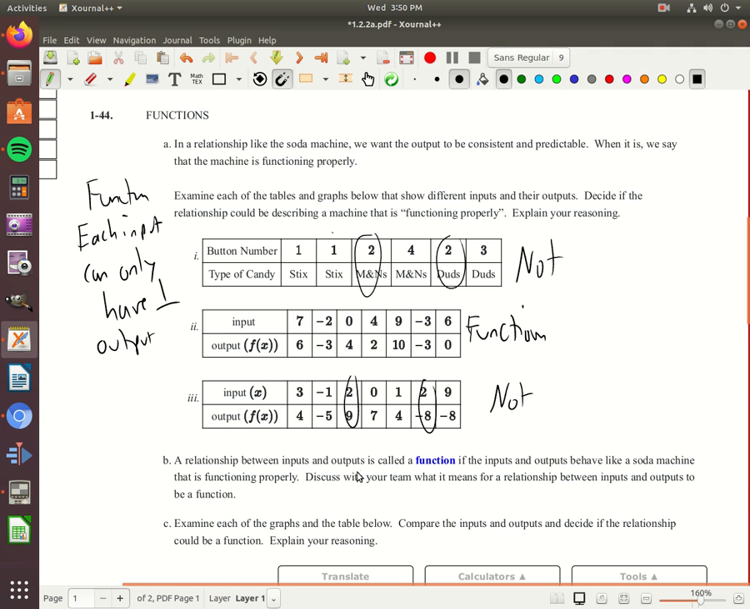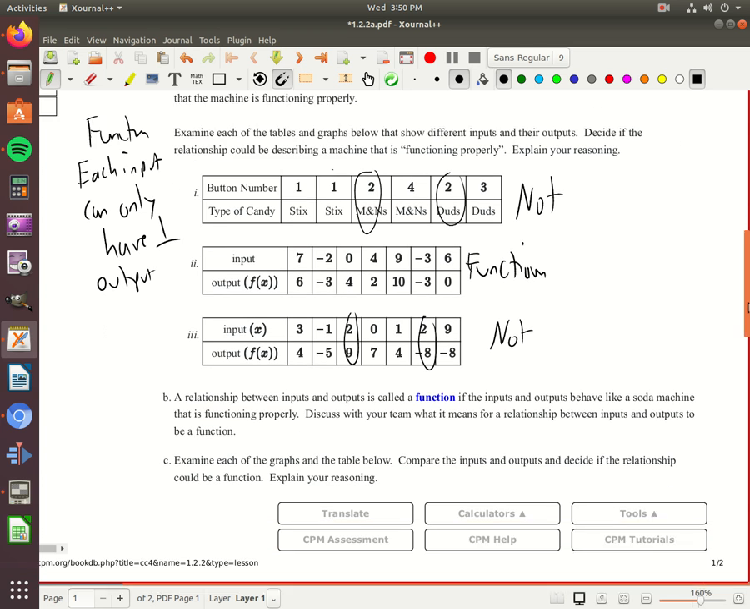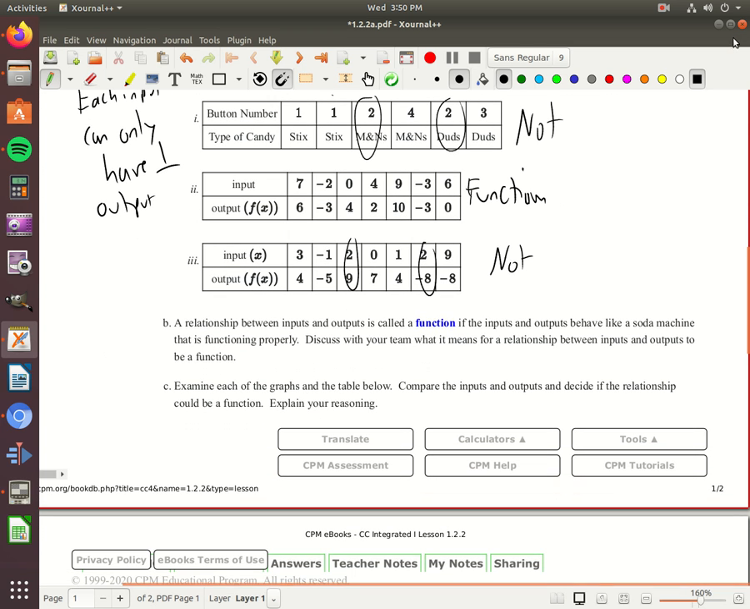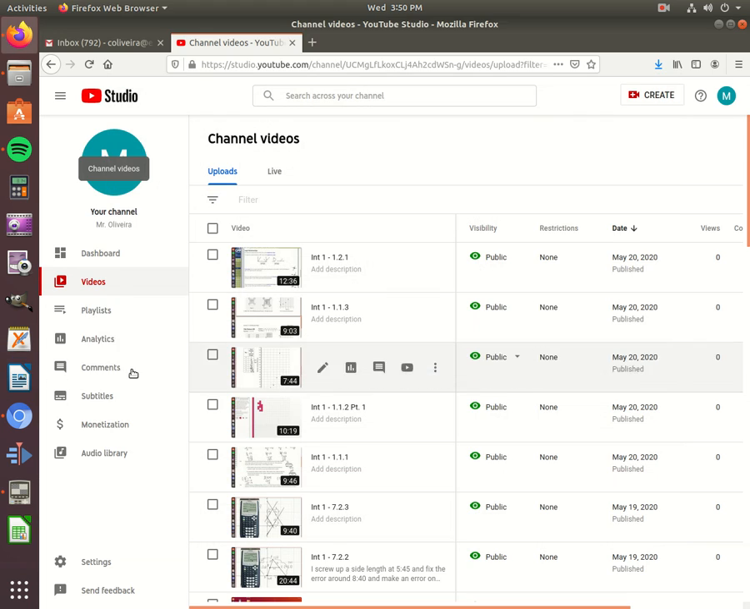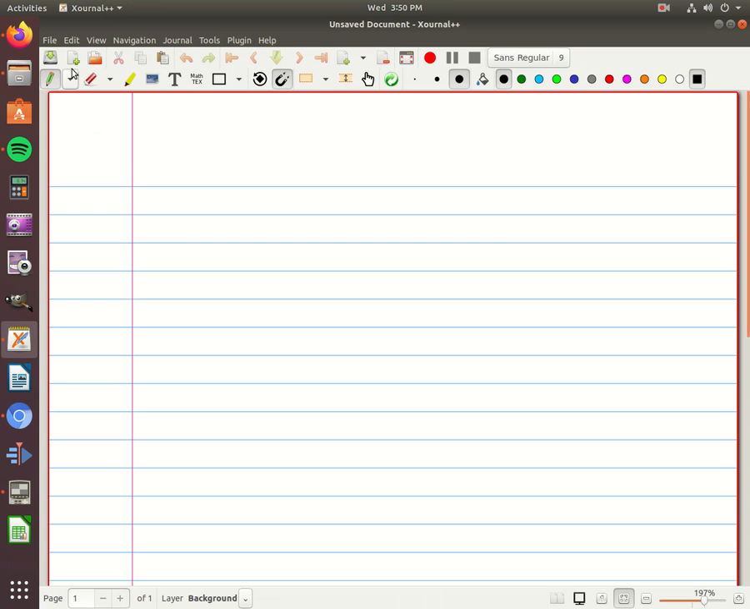So a relationship between inputs and outputs is called a function if the inputs and outputs behave like a soda machine that is functioning properly. Again, that it's consistent, that you always get the same one. So we're going to go ahead and close this and then reopen it and finish this up.